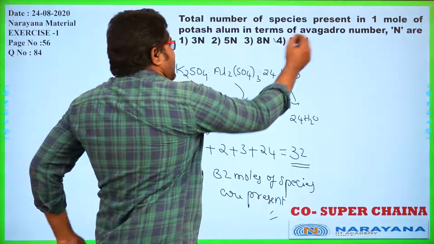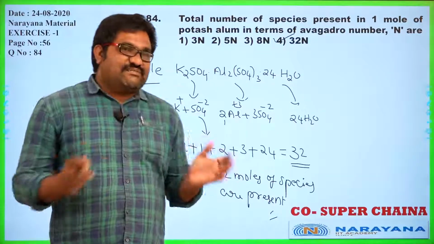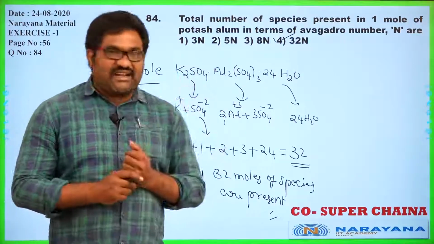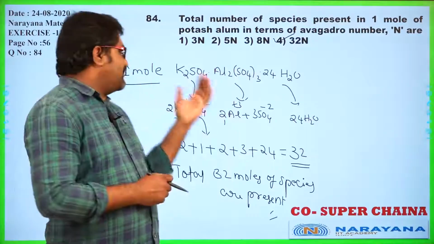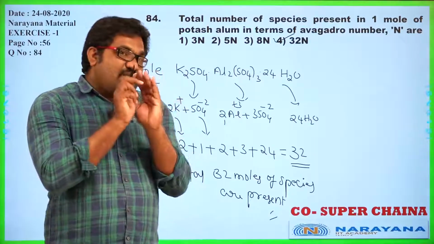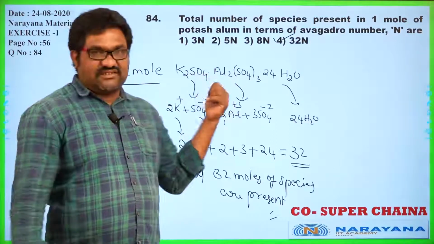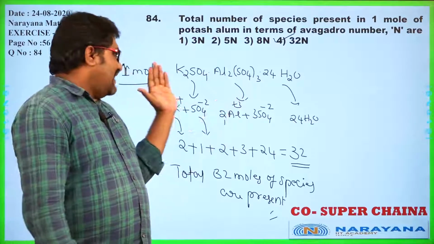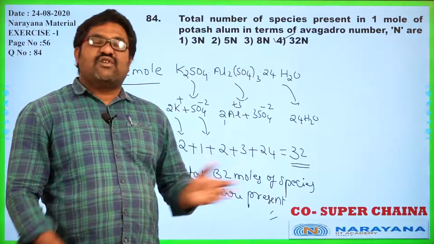Among the given options, the correct option is the fourth one. Species here means, when this is dissolved in water, it is an ionic substance. It can give ions like potassium, sulfate, aluminum. He has asked how many types of ions are present in the water. That is why I divided it into individual ions and counted the ions in 1 mole of the compound.